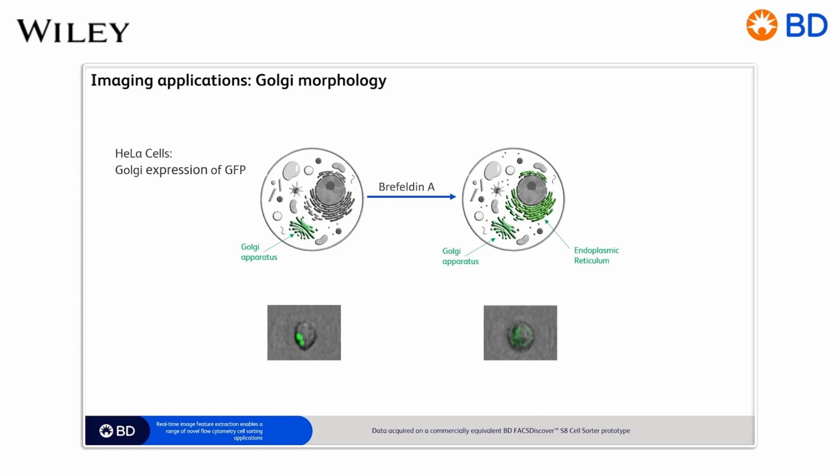So the effect of Brefeldin A on a GFP expressing HeLa cell in the Golgi is that untreated cells have this very kind of punctate expression, and you can see the images there at the bottom. Untreated cells have this discrete Golgi expression, and then once you treat with Brefeldin A, you see this dispersion of the GFP Golgi proteins throughout the ER as well as the Golgi. So we can kind of use this effect to look at different spatial distribution of fluorescence. And on the cytometer, that allows us to actually sort these cells.